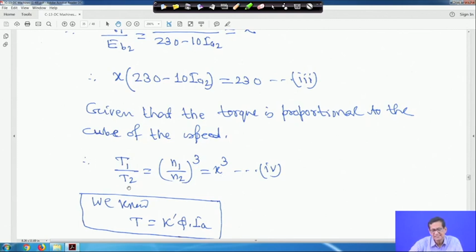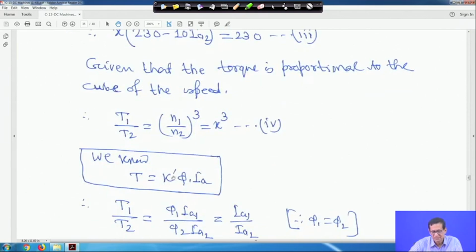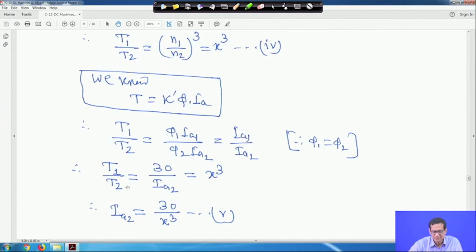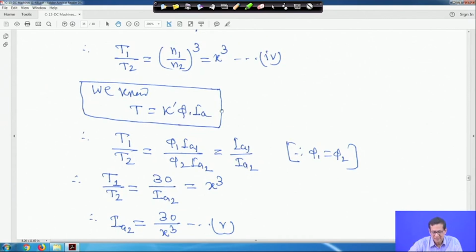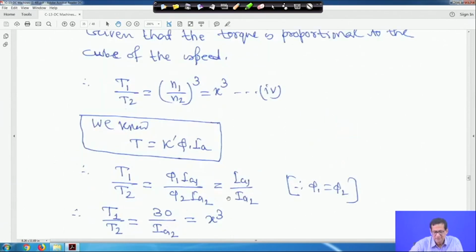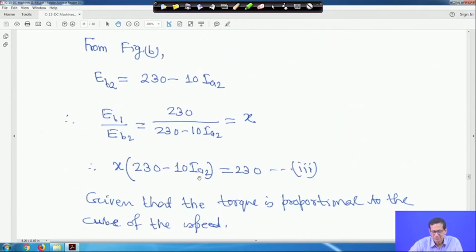So, this is the first condition and this is the second condition. We know that torque is equal to K dash phi into Ia. Therefore, we can write T1 upon T2 is equal to phi1 IA1, the first case, divided by phi2 IA2, the second case. But flux remains constant for a shunt motor, therefore phi1 is equal to phi2, which means it will be IA1 upon IA2. That means T1 upon T2 is equal to 30 upon IA2 is equal to x cube. Therefore, IA2 is equal to 30 upon x cube. This is equation 5. This IA2 you substitute here.